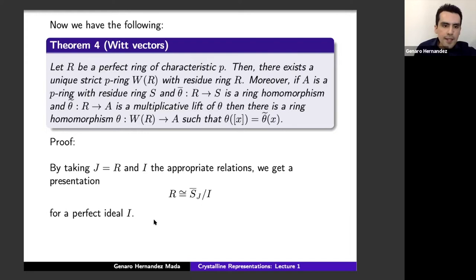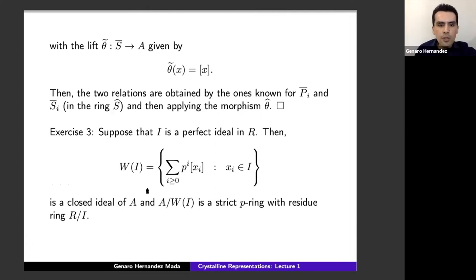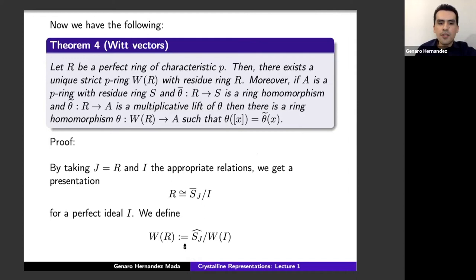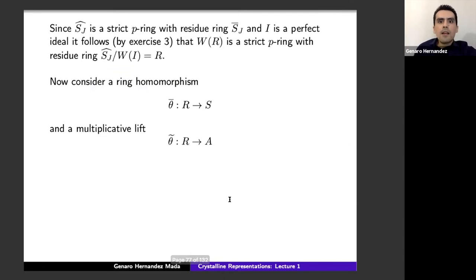So I am going to take a presentation of the ring R. So I could take J as the whole ring R and I the appropriate relations so that we have this presentation for a perfect ideal I. And we define the ring of Witt vectors as this quotient, where W of I is the one that I defined here, okay? So remember the exercise? It says that what we get is a strict p-ring with residue ring R over I. So then we get what we want. We get a strict p-ring W of R, this, with residue ring R because of this. Okay, so it's what it says here.